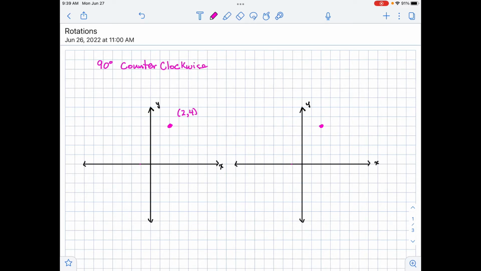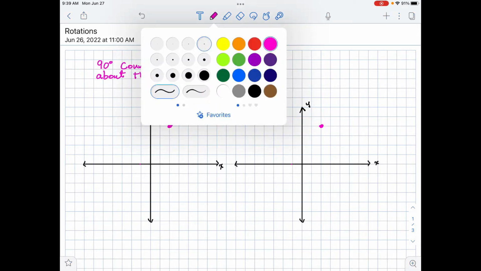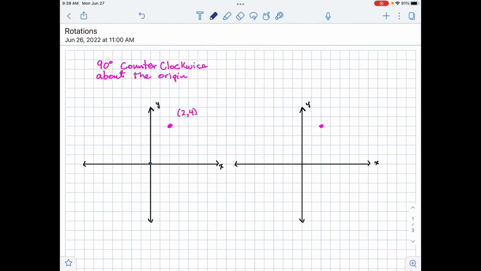Counterclockwise rotation. Now, what does that mean? Well, it doesn't mean much until we say about a fixed point. Let's say about the origin. So when we talk about rotations, we have to have a point of rotation, a fixed point, a center point of the rotation. So here we have an angle of rotation and the center point of the rotation.